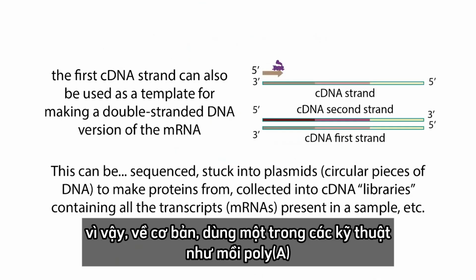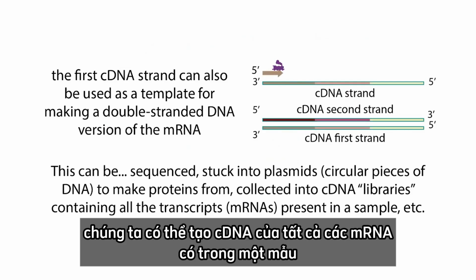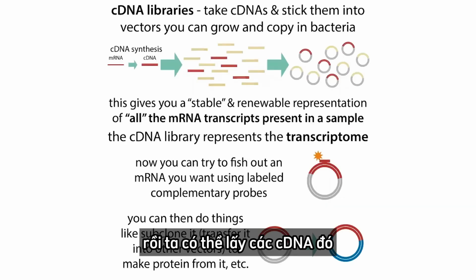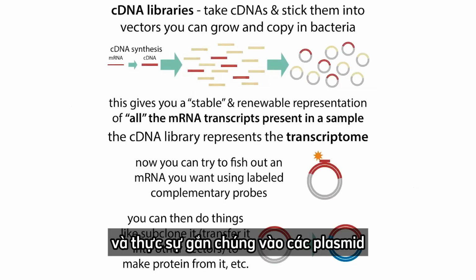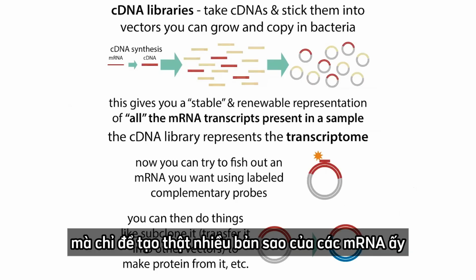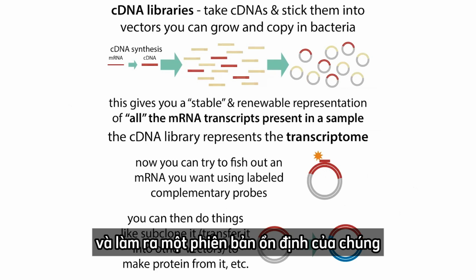You can also take messenger RNA. And so basically using one of those techniques like the poly A primers, we can generate cDNAs of all the mRNAs that were present in a sample. And then we can take those cDNAs and we can actually stick them into plasmids, not for expressing, not for making a protein, but just for making lots of copies of those messenger RNAs and kind of making a stable version of them.